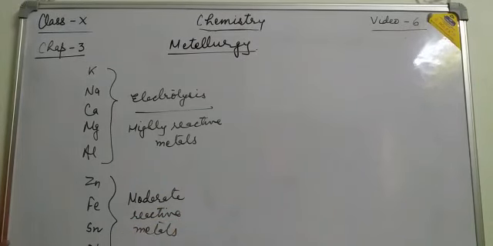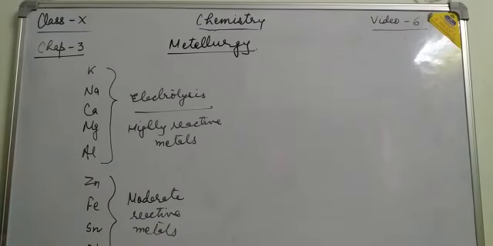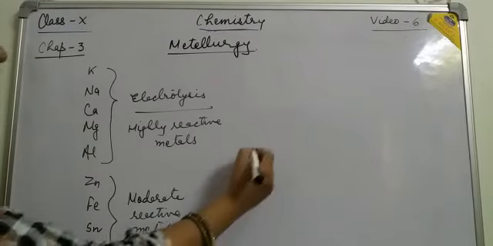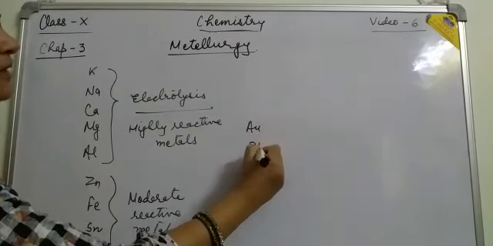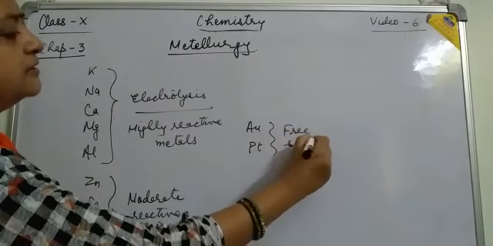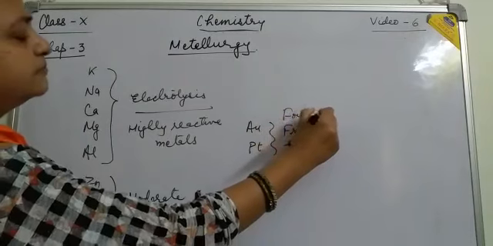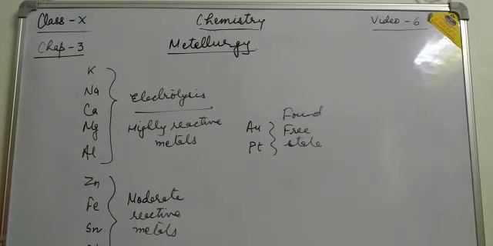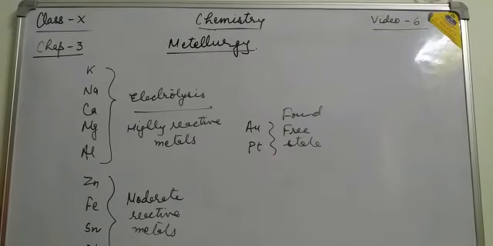And from mercury to platinum, these are the least reactive metals. We can use heating or simple processes for their extraction. Gold and platinum are found in the free state, because these two are non-reactive metals. So this is the reactivity series for the metallurgical processes, and there are different types.